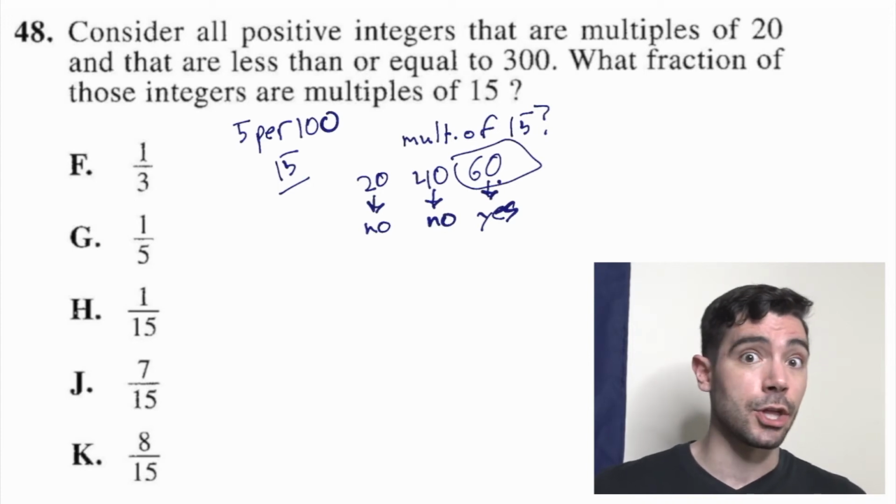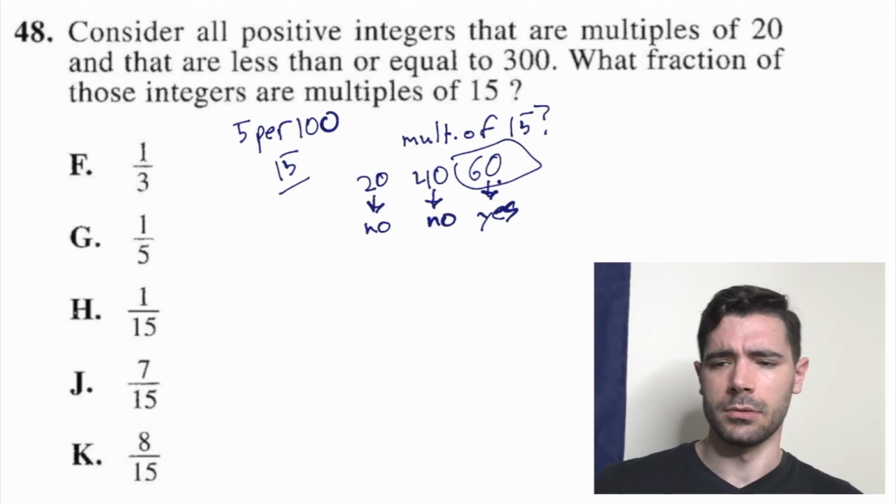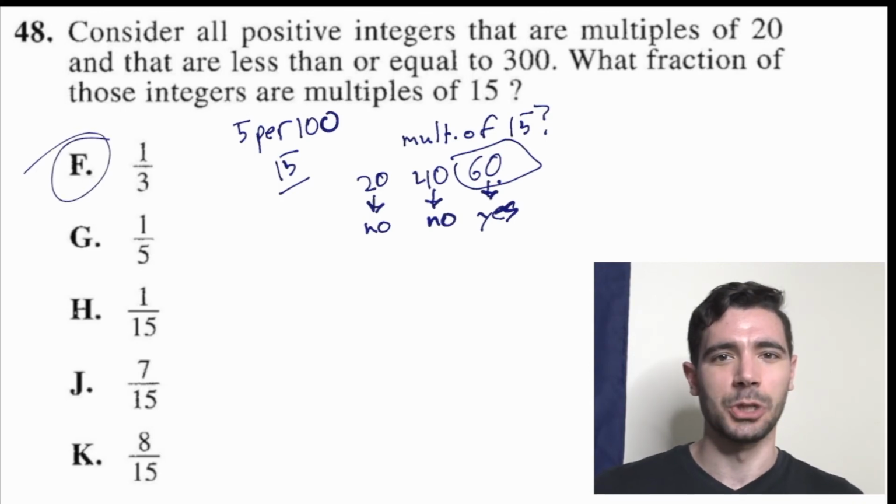Okay, so every third multiple of 20 is a multiple of 15. And we established there were 15 multiples of 20 in total. And a third of them will also be multiples of 15. So 1 over 3. Oh, snap. Answer choice F. Cool.